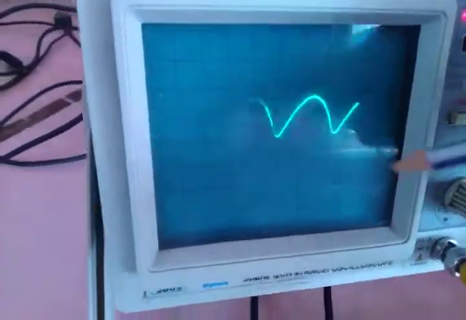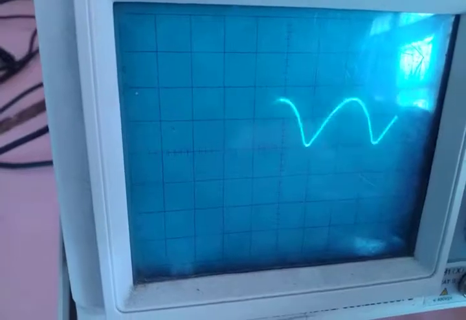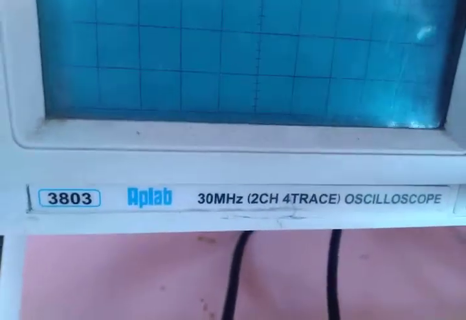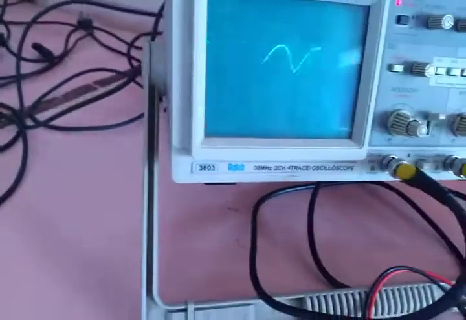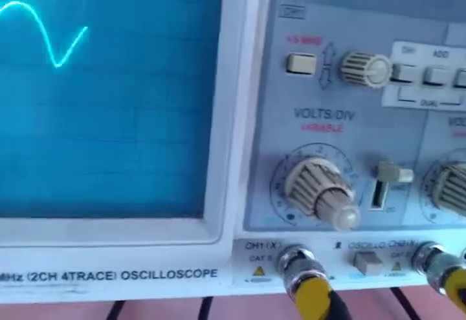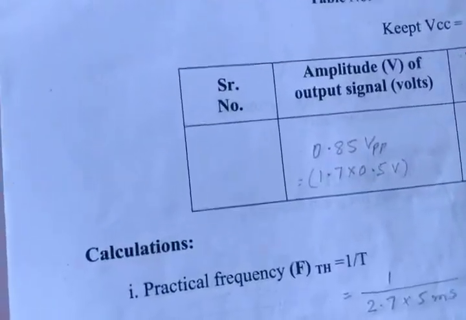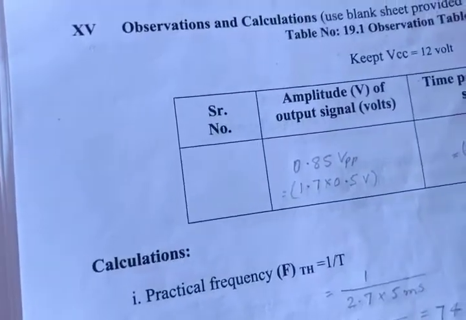So we can observe the peak value is 1.7 into volts per division, which is at 0.5 volt, and we are observing this on the second channel. So 1.7 into 0.5 volt is 0.85 volt peak to peak.